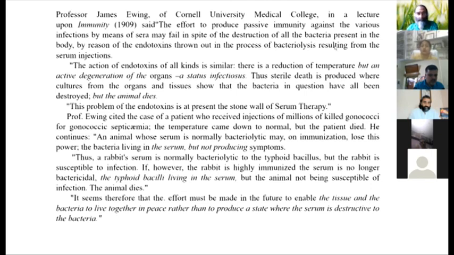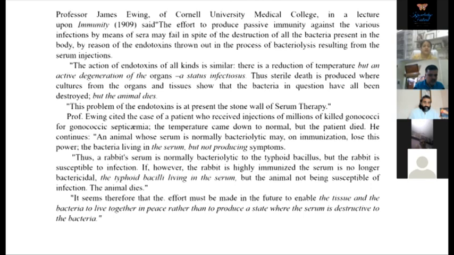Now you can imagine why people who are getting vaccinated, some of them are dying. Thus, sterile death is produced where cultures from the organs and tissues show that bacteria in question have all been destroyed, but the animal dies. This problem of endotoxins is at present a stone wall of serum therapy.